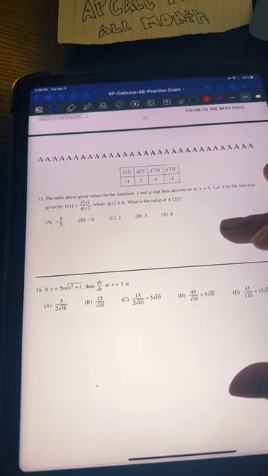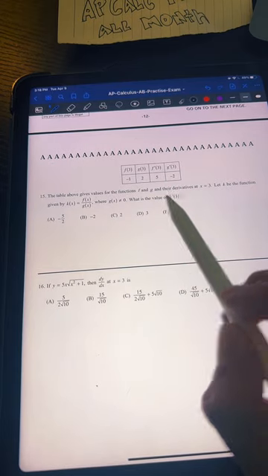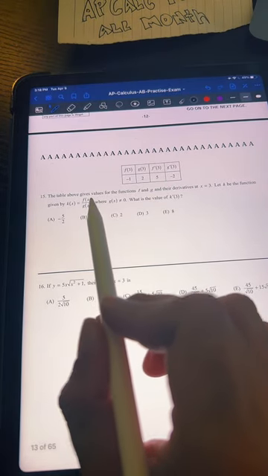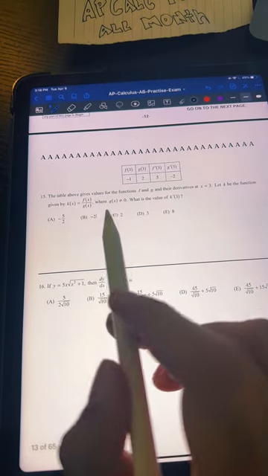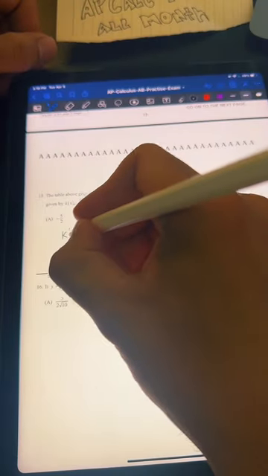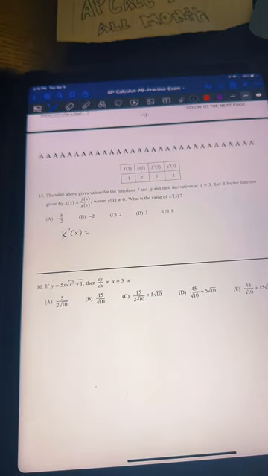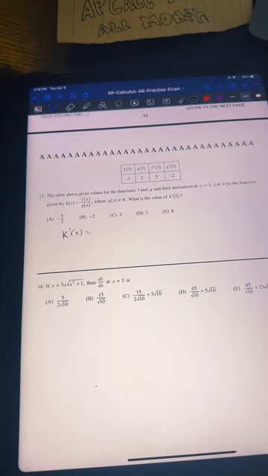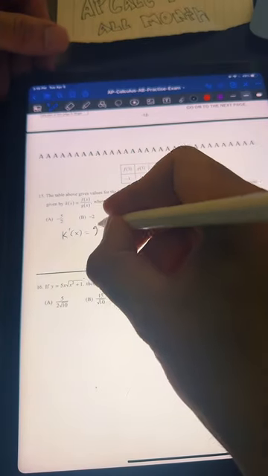Okay, so back to this. We want to find the value of k prime of 3. No surprise there, because they gave us this quotient. They obviously want us to find the derivative. Don't forget, derivative is low d high minus high d low. I don't care how you memorize it. Memorize it however you want.